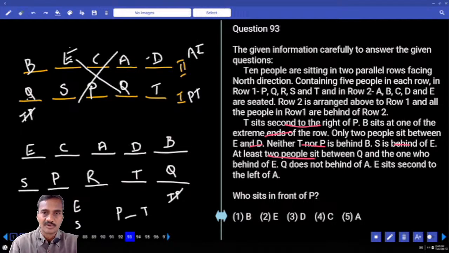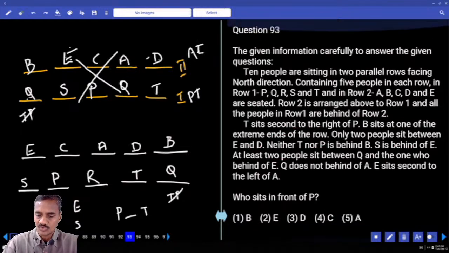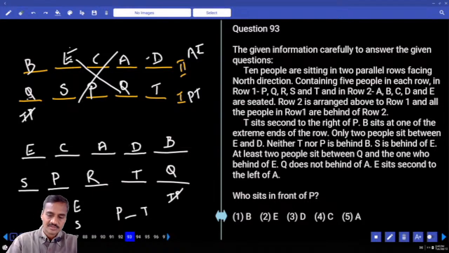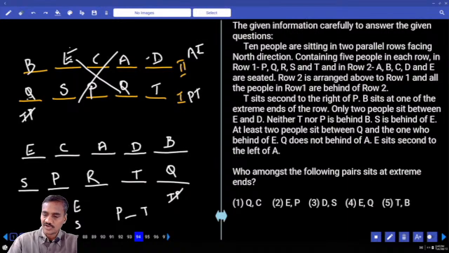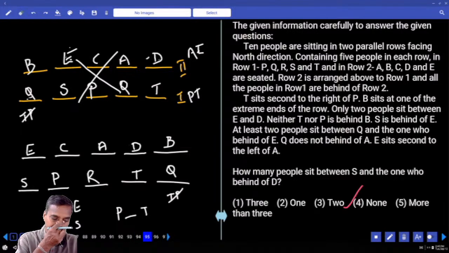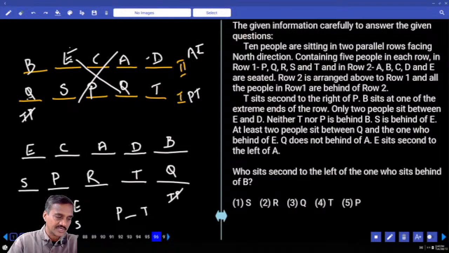Clear? Then, who is in front of P? C, that is choice 4, question number 93. And who among the following pair is seated at the extreme ends? Extreme end Q and C ruled out, E and P ruled out, and D and S, that's again ruled out. E and Q, definitely true, choice 4, 94. The next one, 95. How many people sit between S and the one who is behind him? S and the one behind it, there are only 2 people, choice 3, 95.